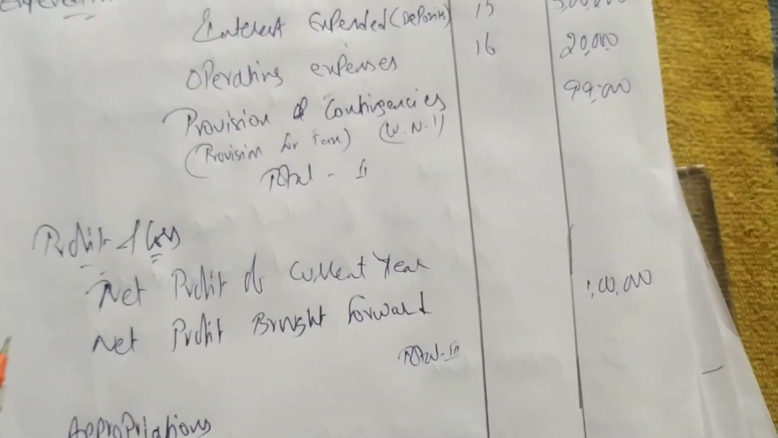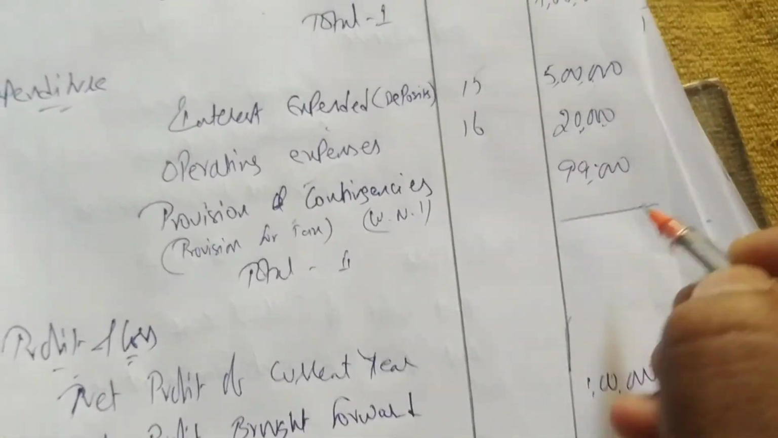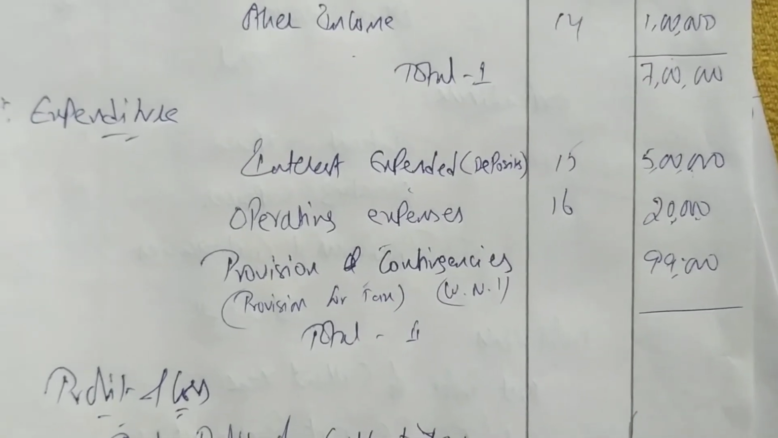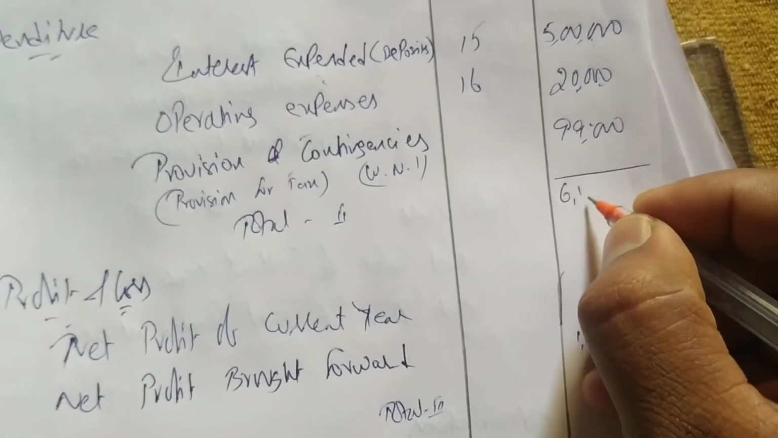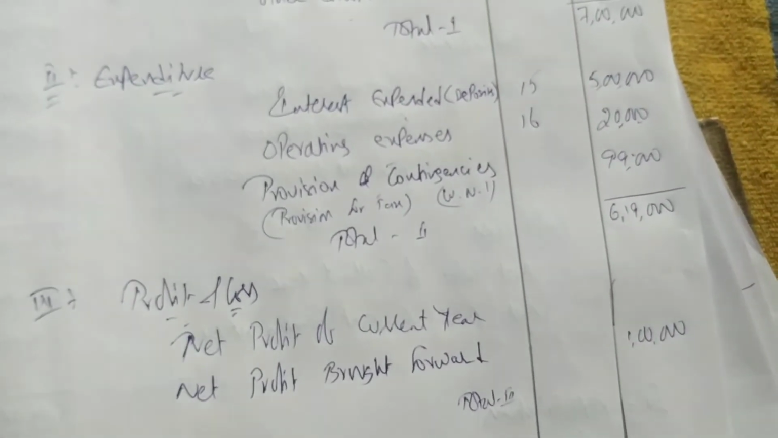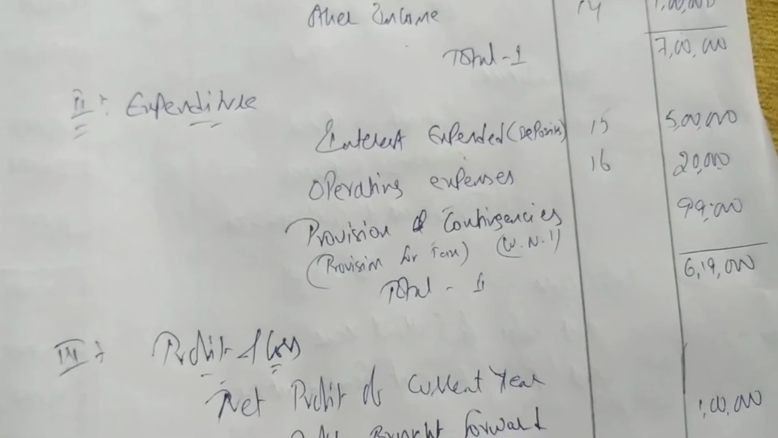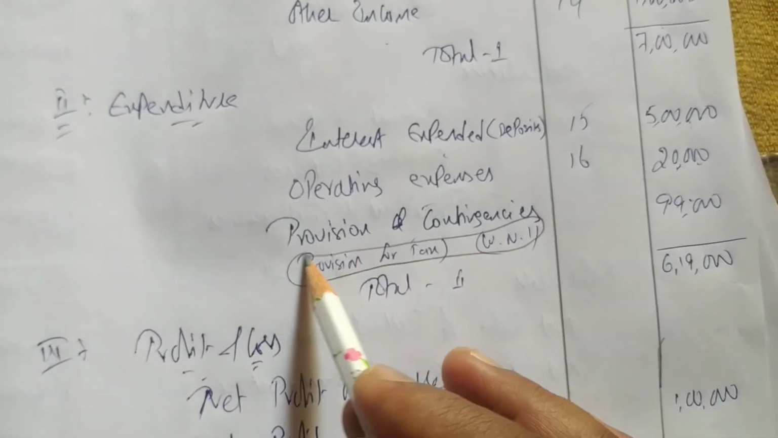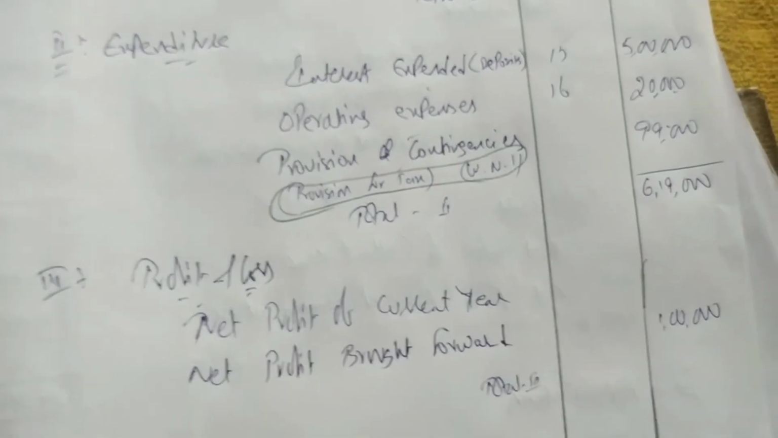Okay, chalo. Now can we do total of this expenditure now? Now we have to do total. So 5 lakh 20 plus 99,000, we are getting 6 lakhs 19,000 as total expenditure. Okay, so this is important. Work provisions for contingencies, this is important. Working out you have to see. Okay, so 6 lakh 19.